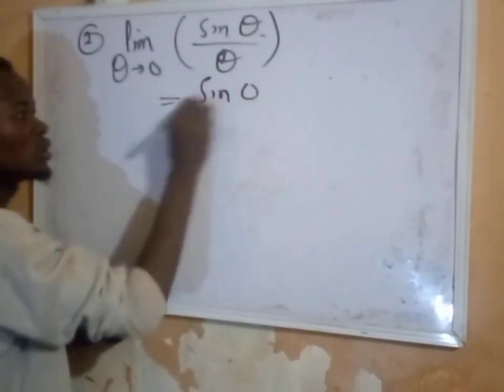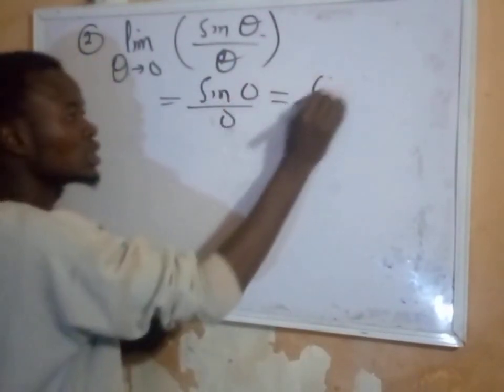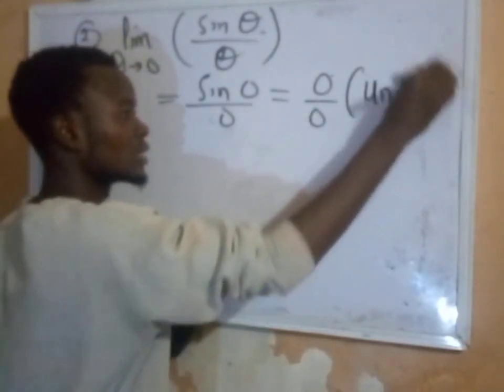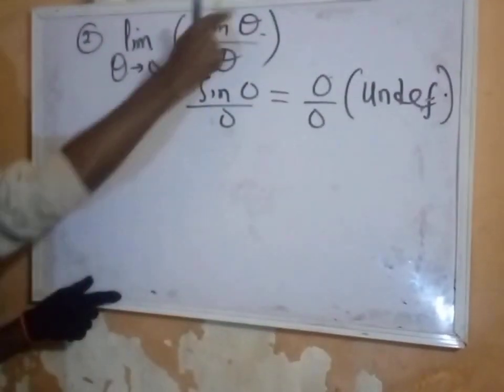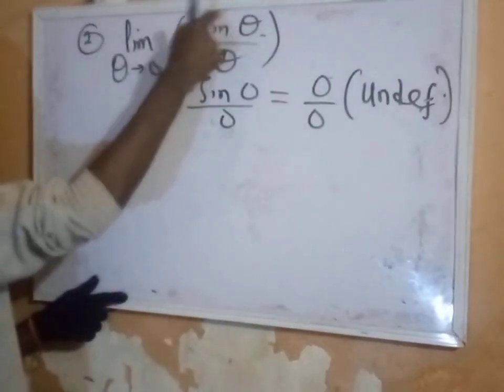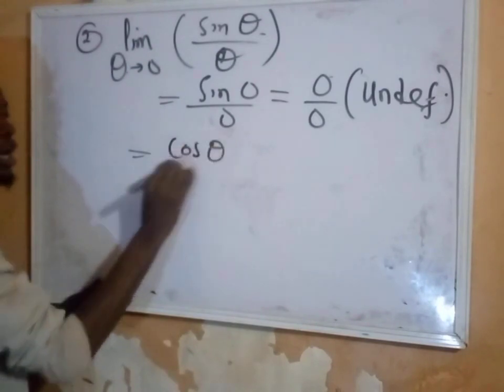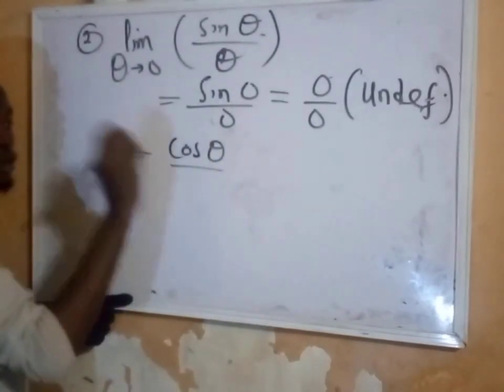Here is sine 0 divided by 0. But sine 0 is still 0 divided by 0. So definitely this one is undefined. But to redefine it, we are going to differentiate it. But differential of sine theta equals cos theta. And differential of theta, that is 1.